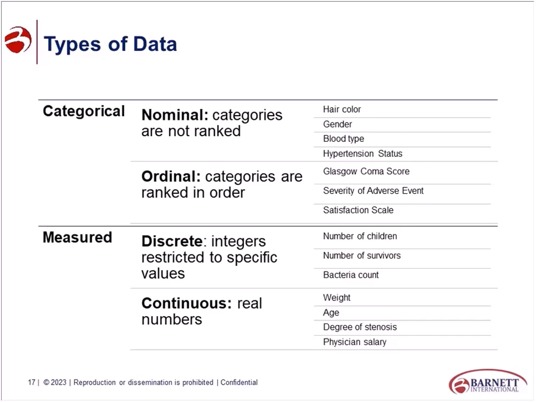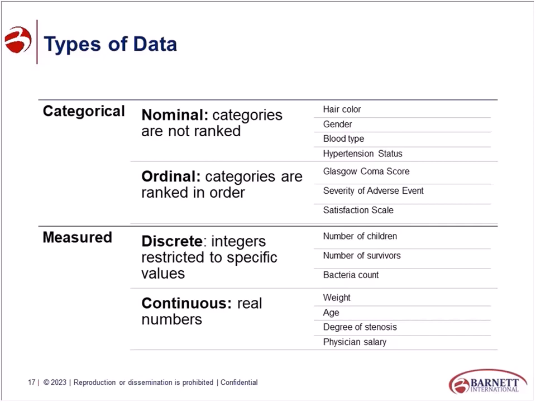Ordinal data have a natural order. Glasgow Coma score, severity of adverse event: mild, moderate, severe. A satisfaction scale, something you'll be filling out in your survey after the course to get your credits, a satisfaction scale with this course. It's going to be an ordinal scale. There's a natural ranking, meaning mild severity is a lot better than having severe severity. Okay, so there's a natural order.